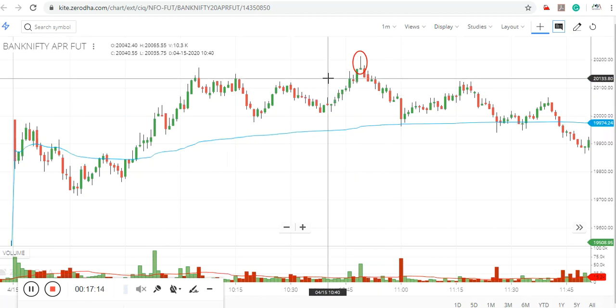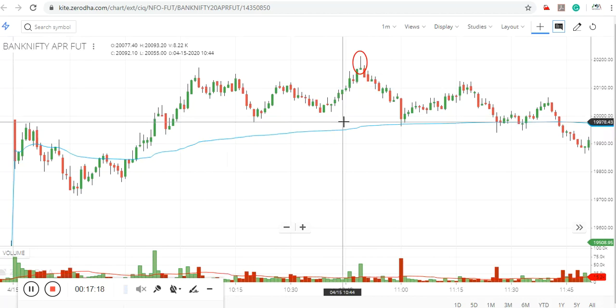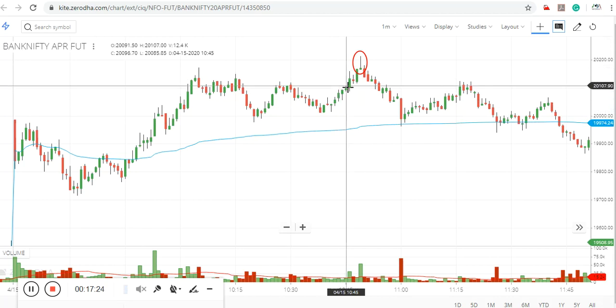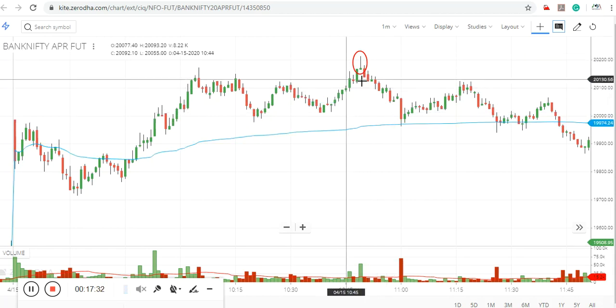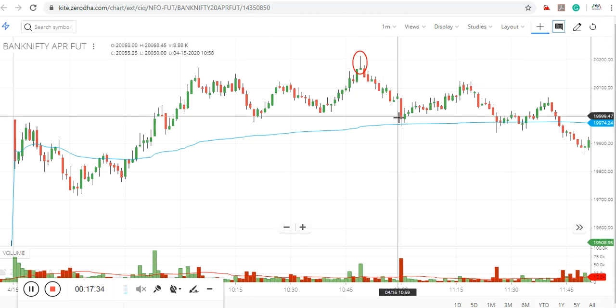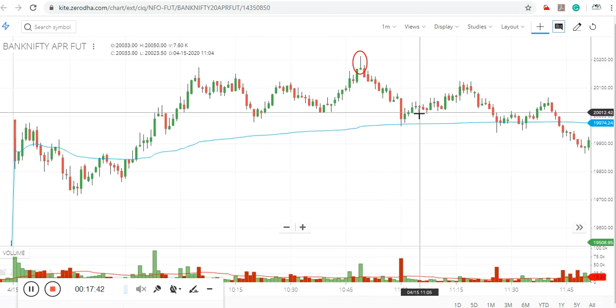See here, what is the movement? 20,166 to 19,973, about 200 points. Definitely the options could have moved at least 50 to 60 points here. The 20,100 put, if you check yesterday, could have moved.